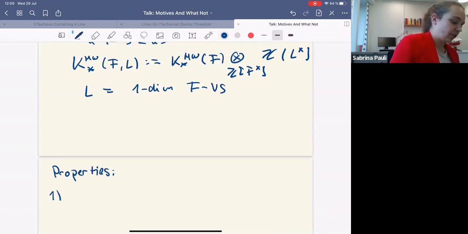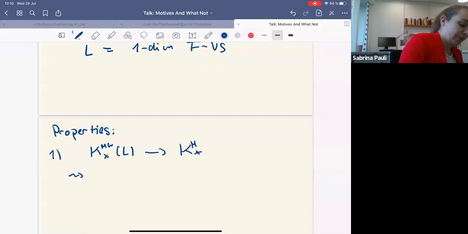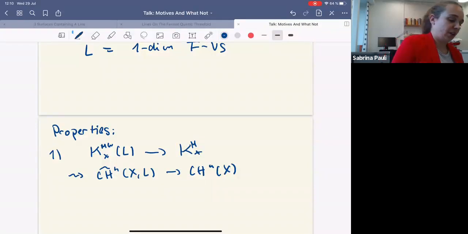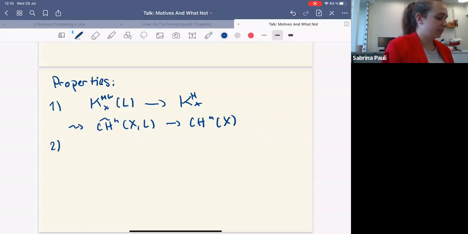So first of all, I already told you this Milnor-Witt K-theory sheaf contains information of the Milnor K-theory sheaf. So there's a map from here into the Milnor K-theory sheaf, which induces a map from oriented Chow to Chow. So we can recover classical results from oriented Chow. And now some functoriality properties.